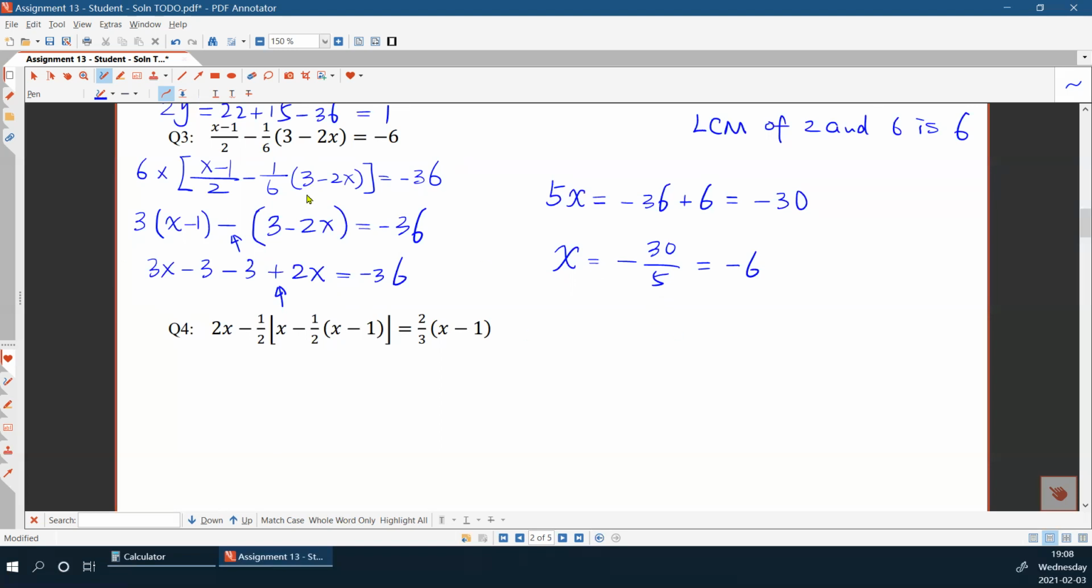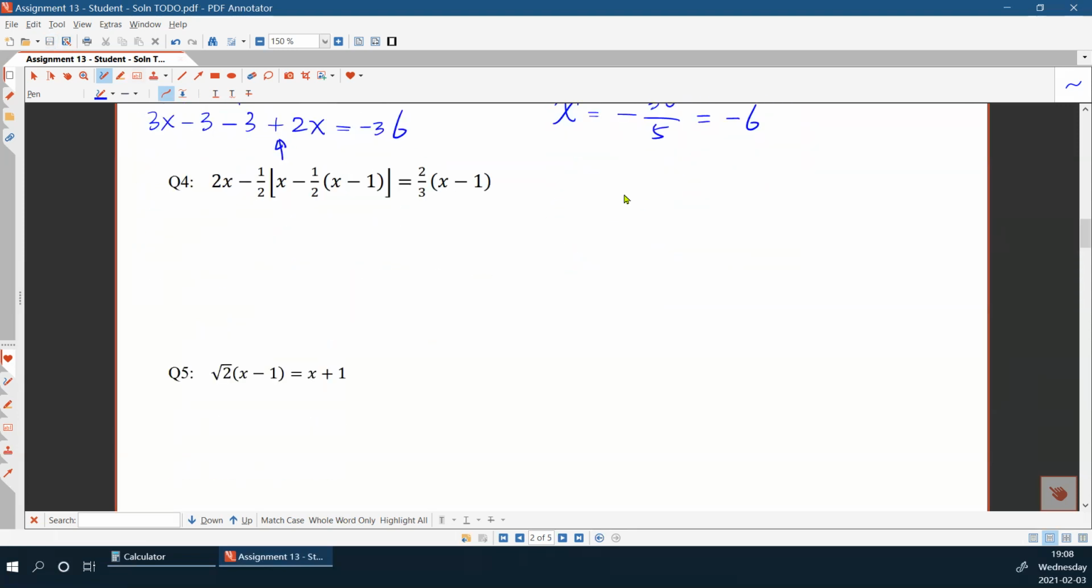Okay, if you have no questions, let's have a look at the next one. Next one, you can try to expand the equation once, because we have a 1 over 2 here. 1 over 2 multiplied by 1 over 2, you will get 1 over 4, right? So I think it's better to expand it a little bit, okay?